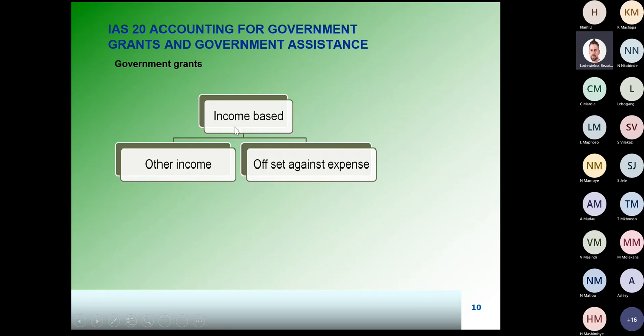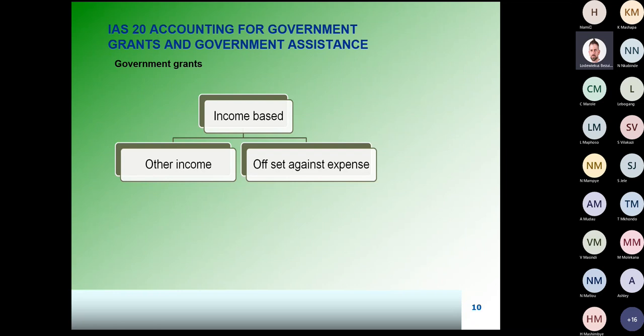We either show income-based grants as other income, or we offset it against an expense. So remember, income-based grants is linked to some expense on your income statement. So we have a government grant where they are going to subsidize the salaries, or they're going to subsidize our research cost, or any other expense in the income statement. So now, because it's income-based, it is linked to an expense in the income statement.